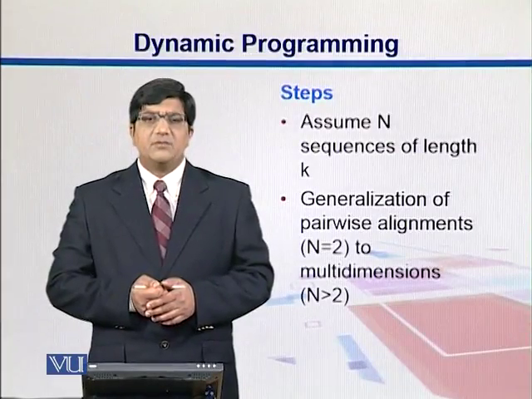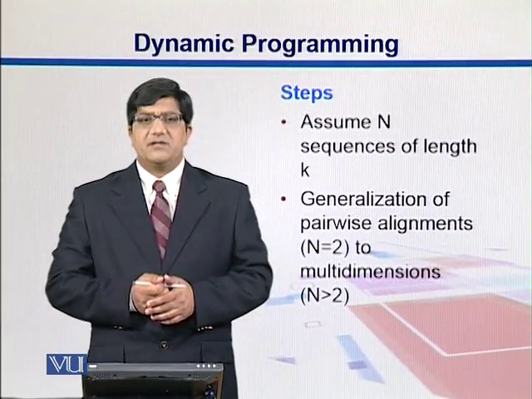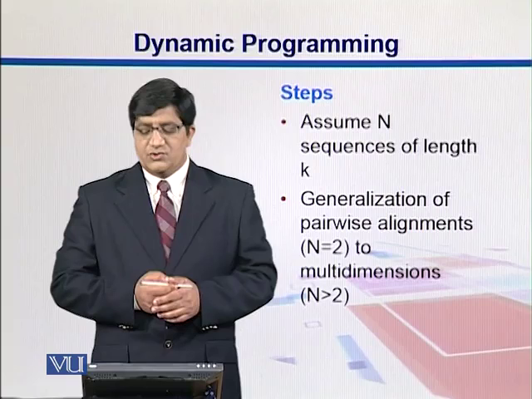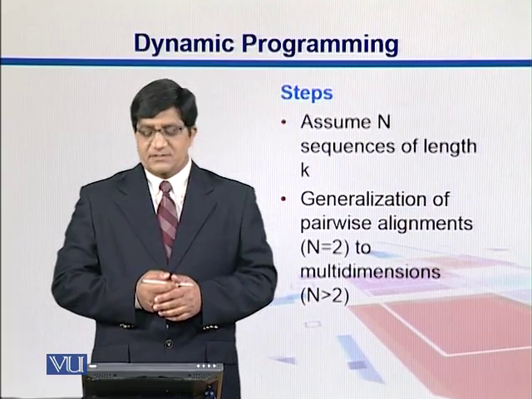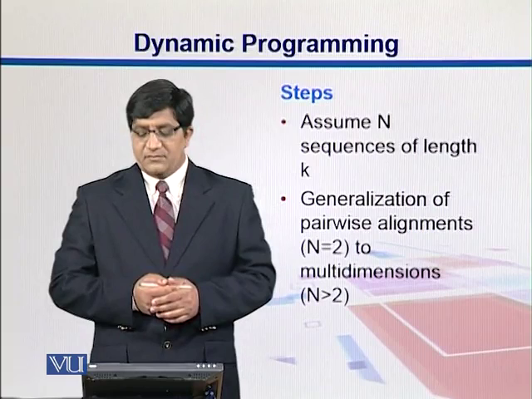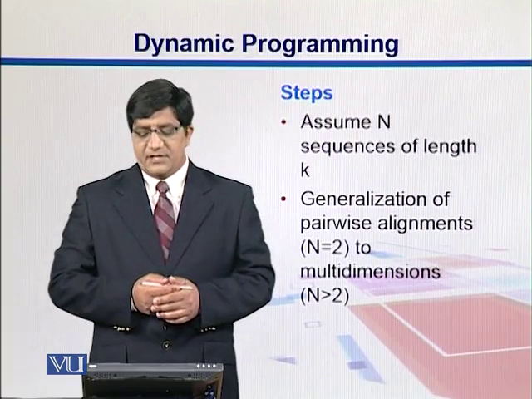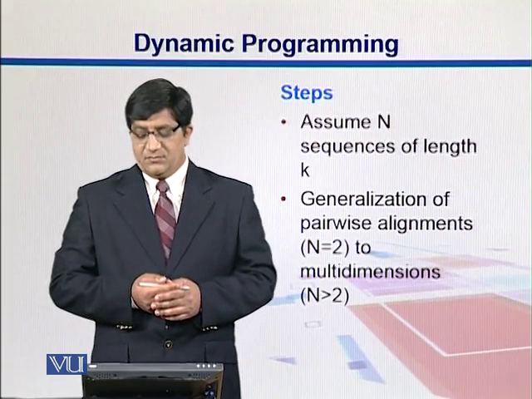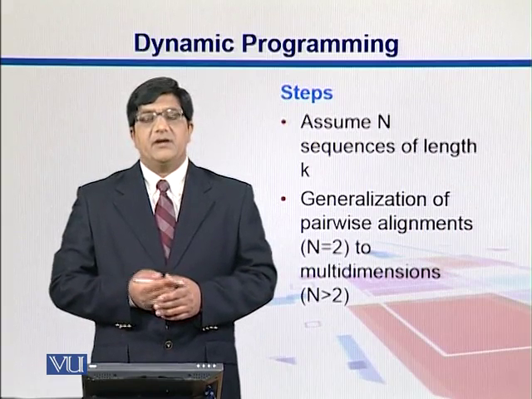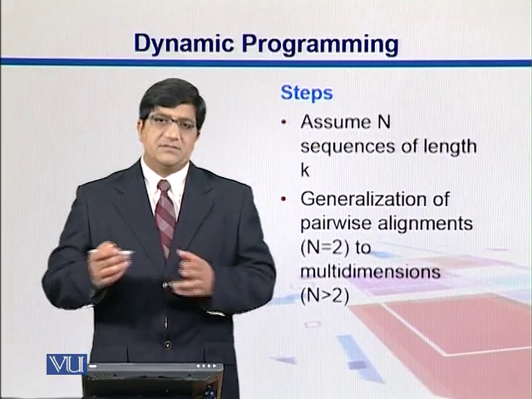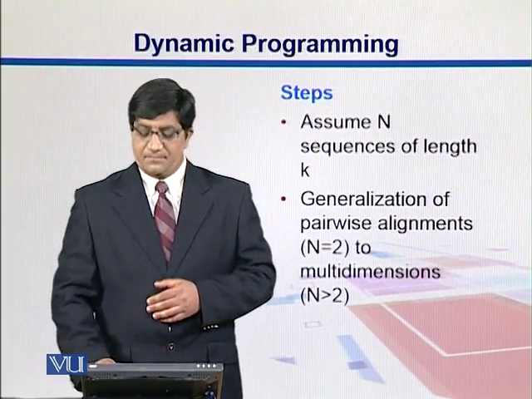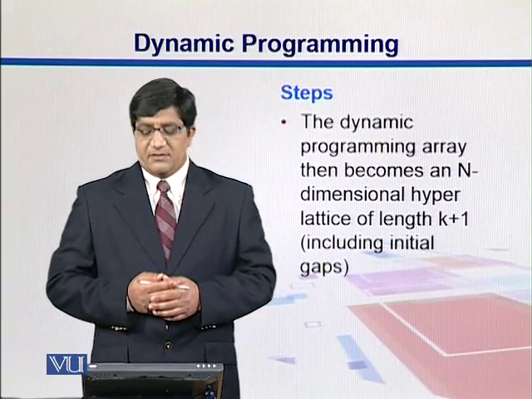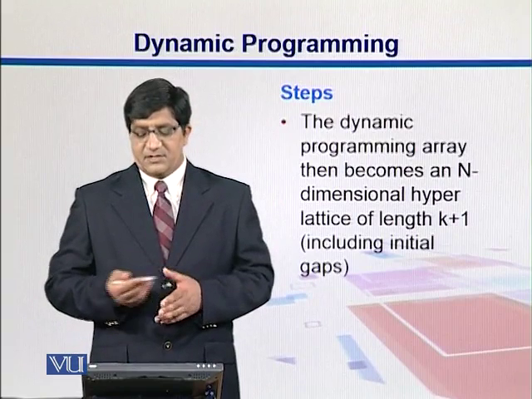So the dynamic programming approach that we used earlier for pairwise sequence alignment can be extended for multiple sequences. We assume we have n sequences and their length is k in this example. Basically it's a generalization of pairwise alignments, where n was equal to 2, to more than 2 sequences, and normally when we add more sequences we add more dimensions into our matrix.